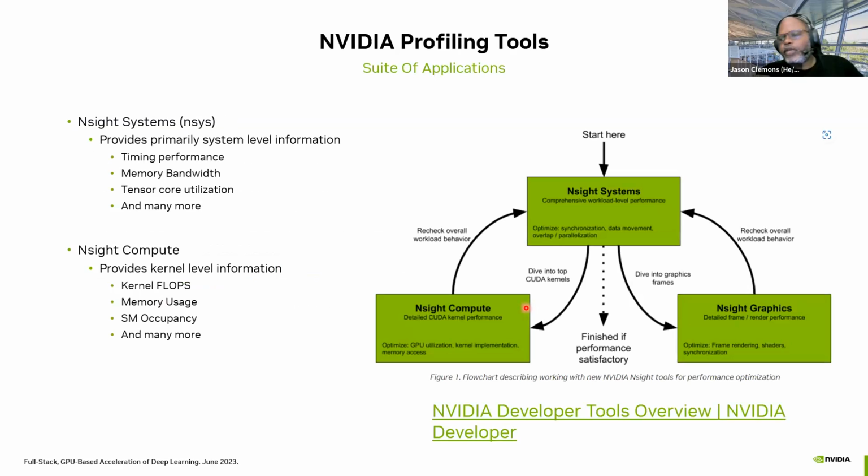And now we're at the last little bit that I want to talk about today. This is the profiling tools we have for figuring out what's going on with your application. The two major ones I want to talk about are Nsight Systems and Nsight Compute. Nsight Systems is all about getting a system-level view of timing performance. Nsight Compute is all about getting individual kernel performance and understanding things like FLOPS and occupancy.